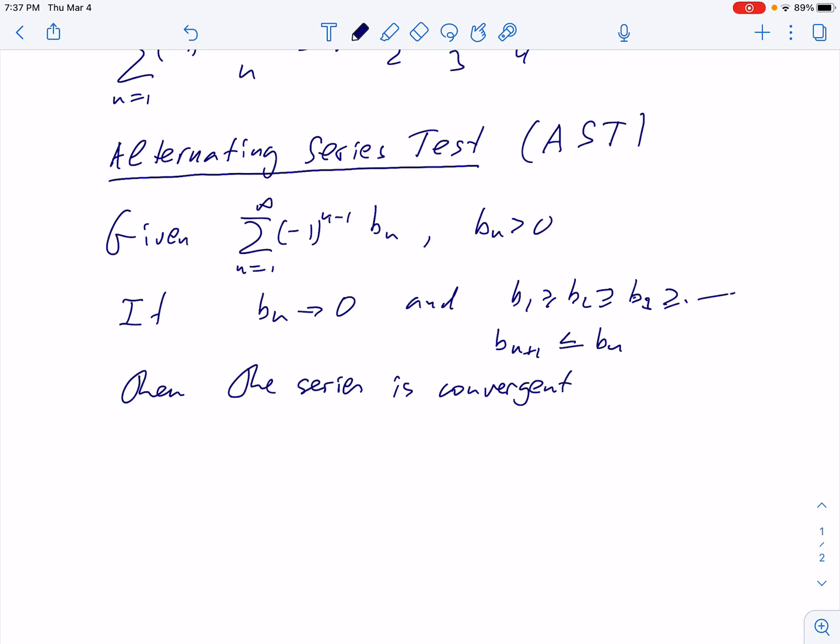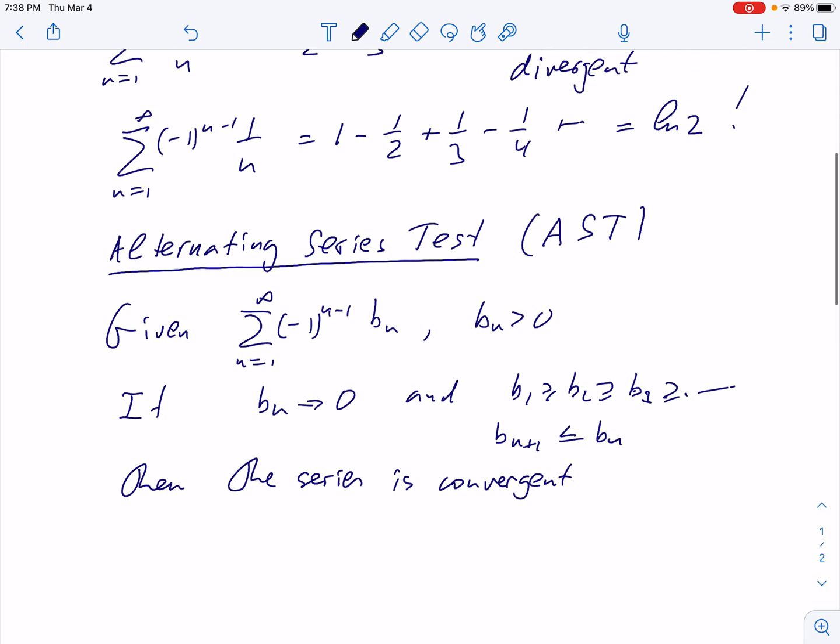I want to remind you that we have a divergence test, which says that if the general term does not approach 0, the series is divergent. But if the general term approaches 0, this is not sufficient for convergence. Remember the harmonic series. And also pay attention that here b sub n is not the general term. The general term is the product of the alternating factor and b sub n. b sub n is the positive part of the general term.